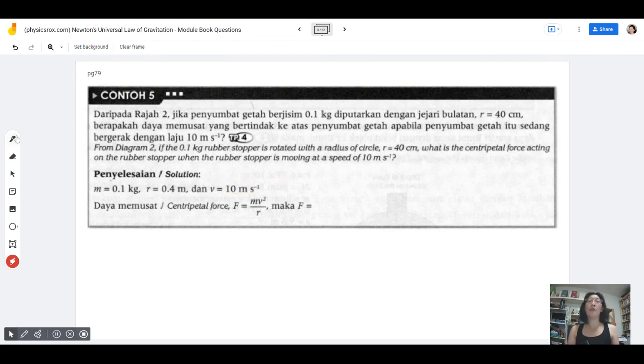So all you need to do when you want to calculate centripetal force is to substitute these values into the formula. So F is centripetal force, M is the mass of the object that's rotating. So that's the rubber stopper of 0.1 kilogram. V is the speed which the stopper is moving at. So it's 10, don't forget to square it. R is the radius of the circle, which is 0.4. So working it out, you should get a value of 400 meters.